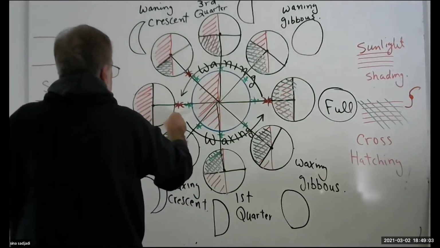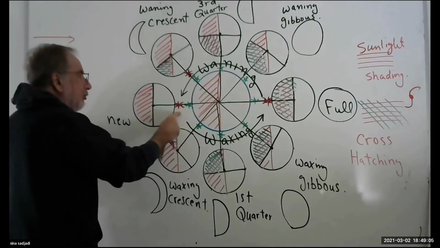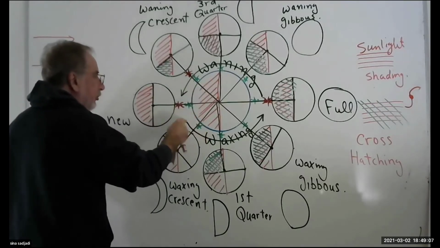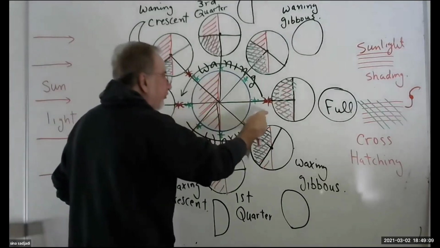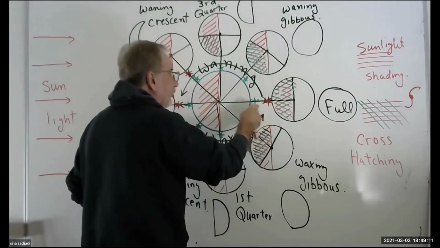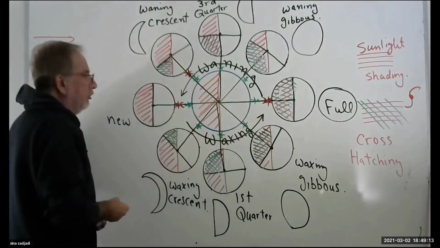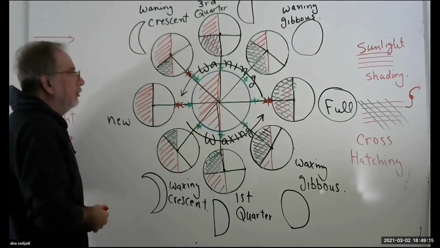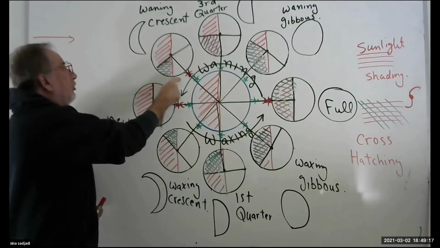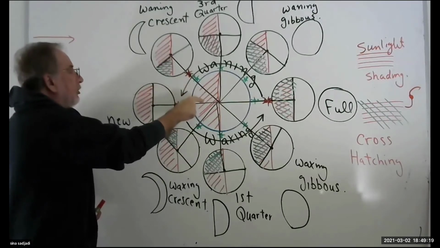So from a new moon, the Selenite looked at the earth. He saw a full earth. From a full moon, he looked at the earth. He saw a new earth. There's no light. From the waning crescent, he looks at the earth and he sees.